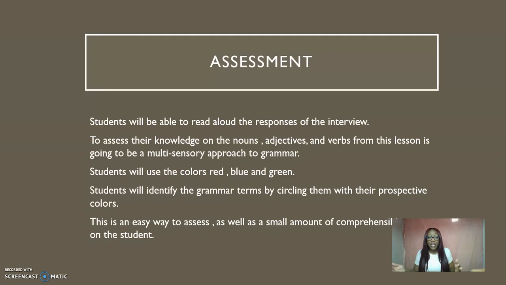And it was fun, and the kids actually remembered. Oh yeah, I remember I was spinning in Miss Hughes' class, and I remember that that's a verb, right? So it's just a fun and interactive way to engage the students in learning grammar.